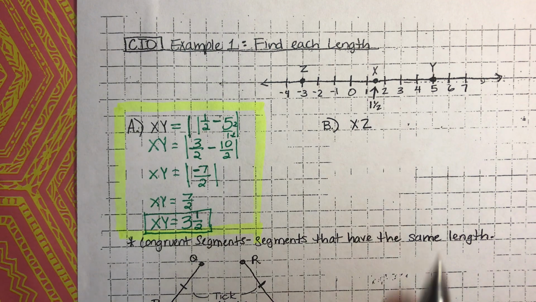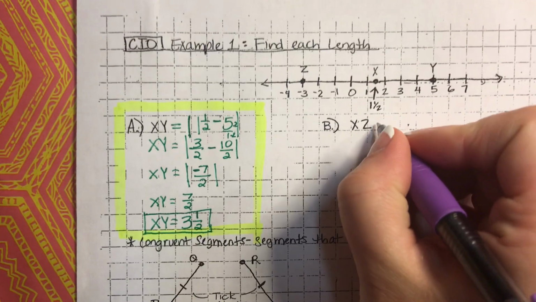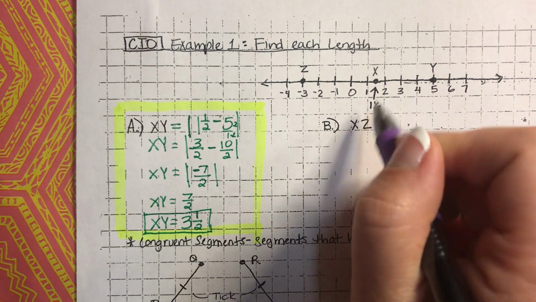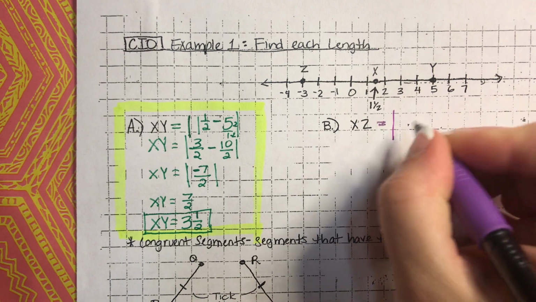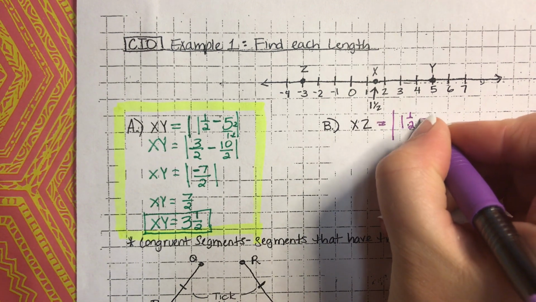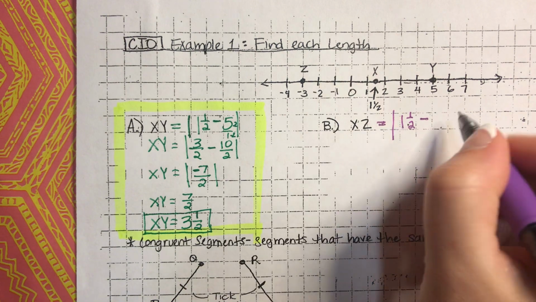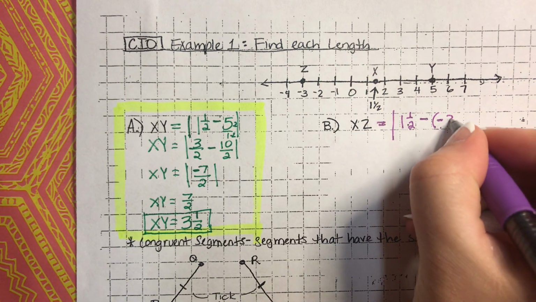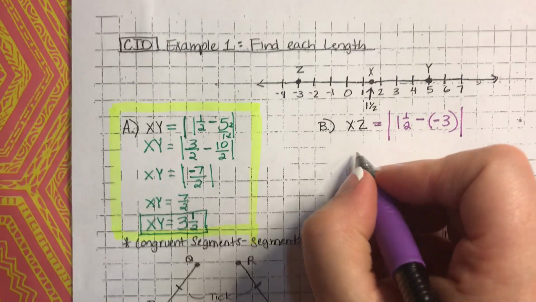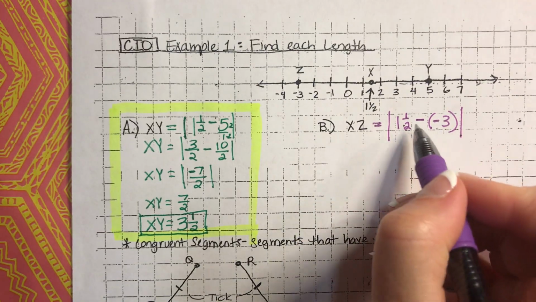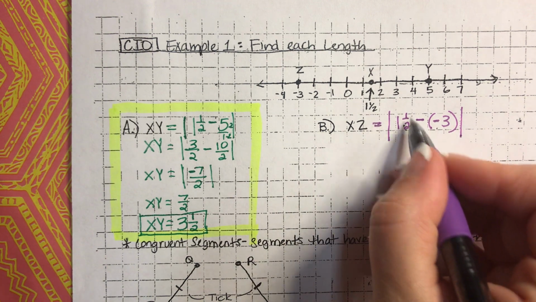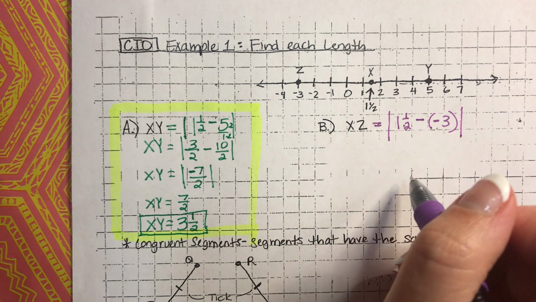Okay, here we go. XC, the distance between XC. So I'm going to take x is 1 1/2, so it's the absolute value of 1 1/2 minus z, which is a negative 3. Absolute value. Perfect. Okay, so here we have fractions and non-fractions again, so let's go ahead and convert this into an improper fraction and then get a common denominator.